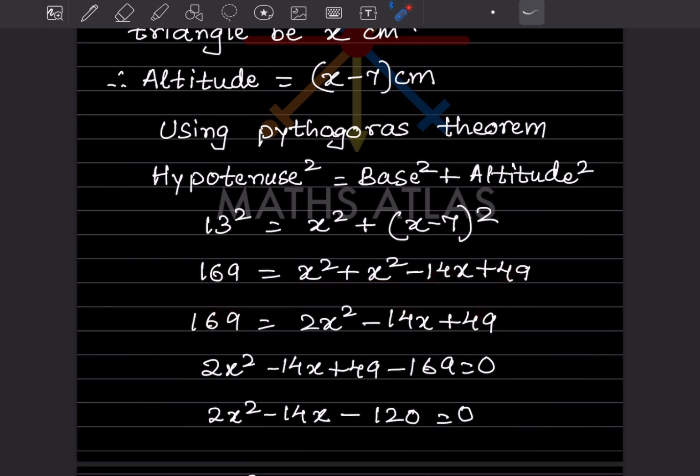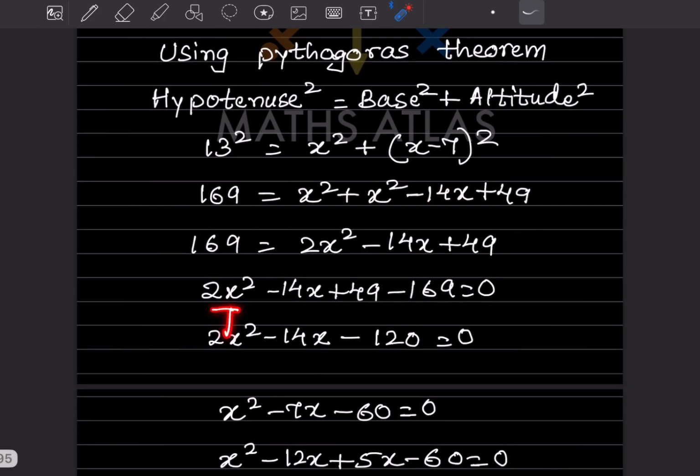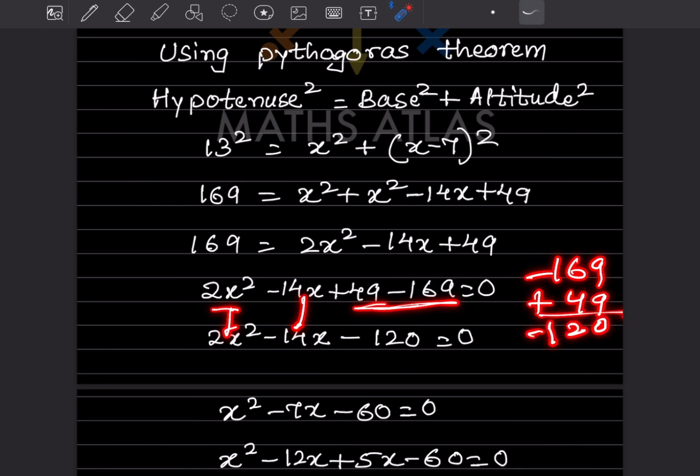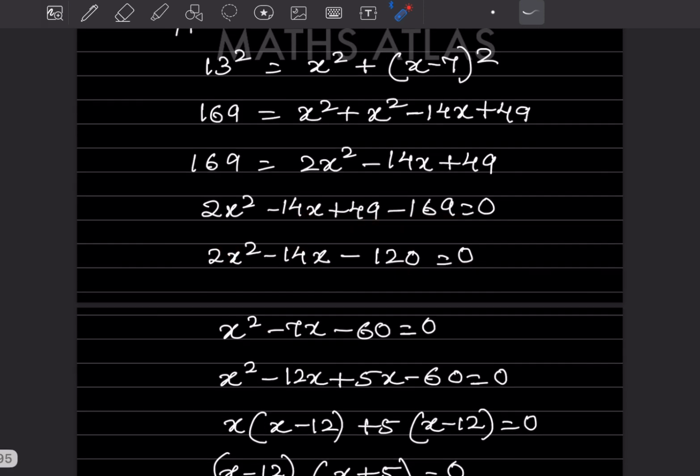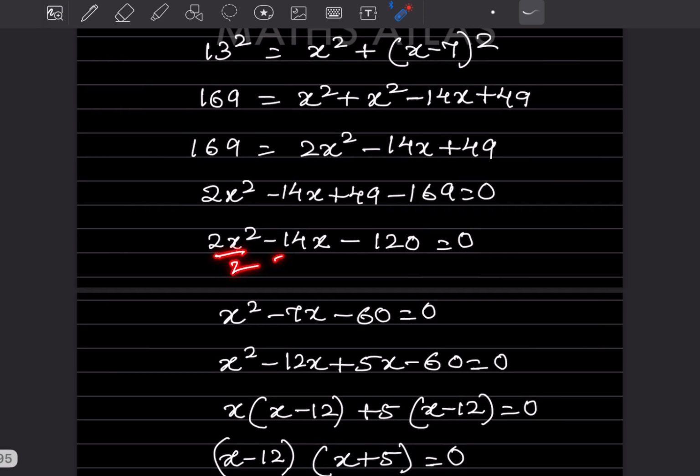So now what will you do? This will make it a quadratic equation. So 2x square minus 14x plus 49 is as it is, and if this goes here, that is going to be minus 169 and is equal to 0. That is what is written here. So now 2x square minus 14x, minus 169 plus 49, that will be minus 120. So now what will you do here? We can see here, you can divide it by 2. So what do you get here? This will be x square minus 7x minus 60 is equal to 0.